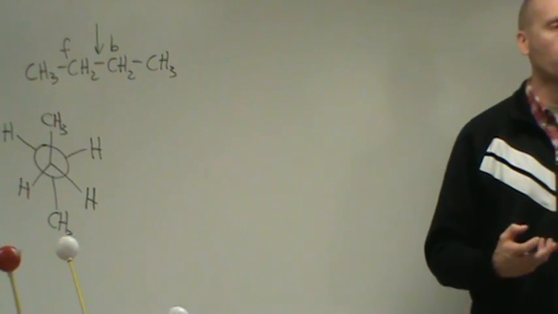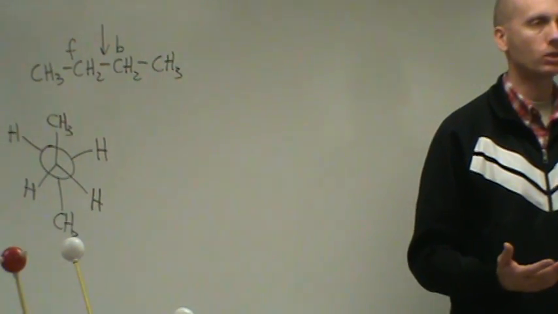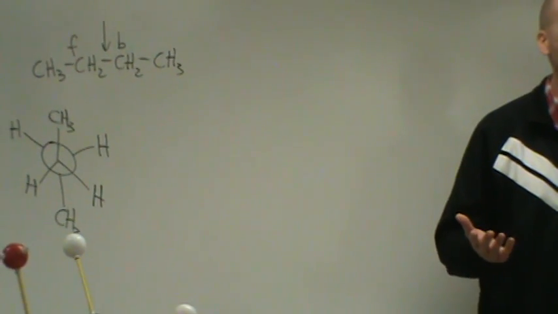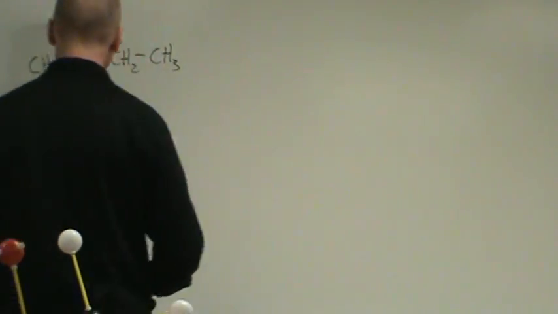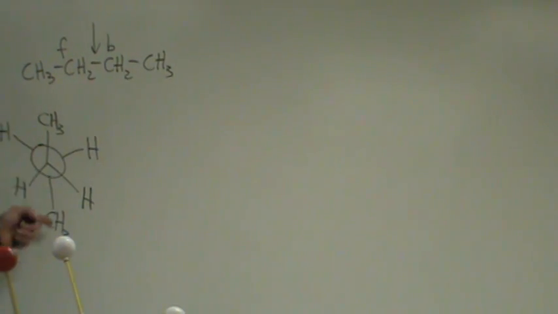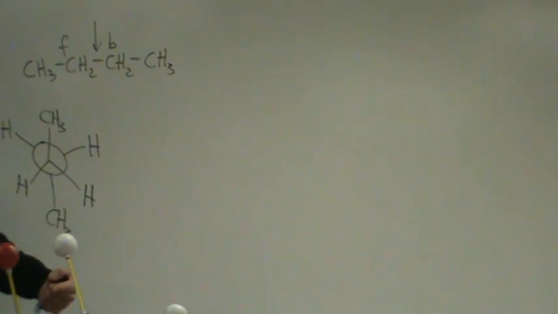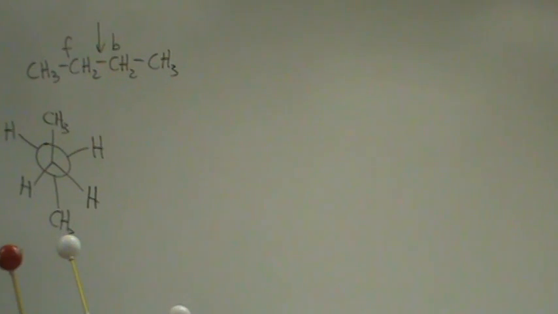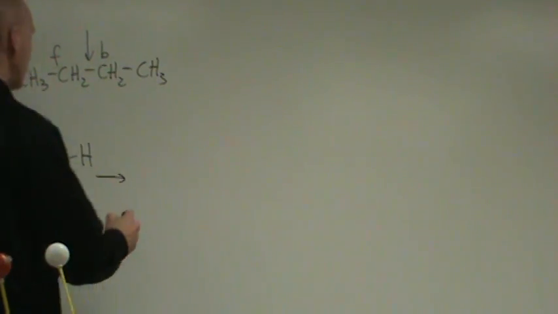Now what do you think we're going to do now? Rotate every 60 degrees and look for what? Energy differences. That's all we're doing. So now, since we have 2 groups that are different there, I'm going to have differences between my staggereds and my eclipses, so I'm going to have a lot of different ones going on. I'm going to draw it a little smaller, because we're going to have a lot.